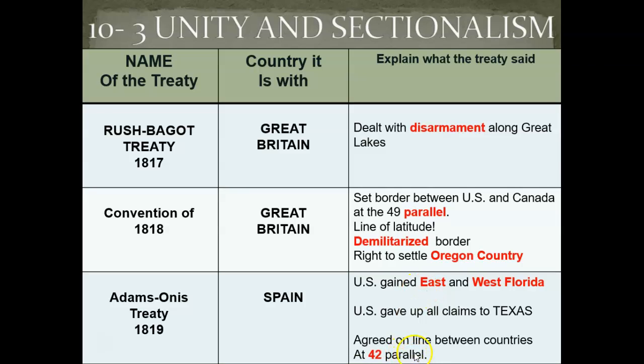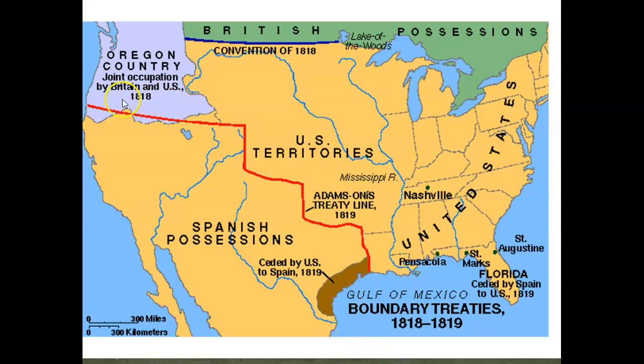And then finally, they also deal with the agreed upon line between the areas of land on the 42nd parallel. So let me show you that. So up here, you see this nice red line? This is the Adams-Onis Treaty line, as it says right here. So it officially creates the border between the United States and Spanish Mexico.